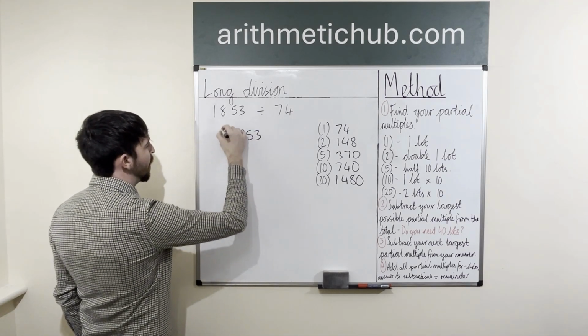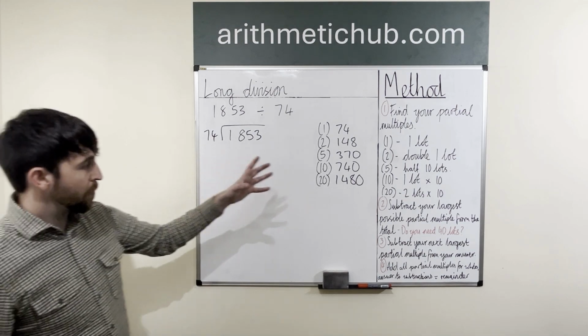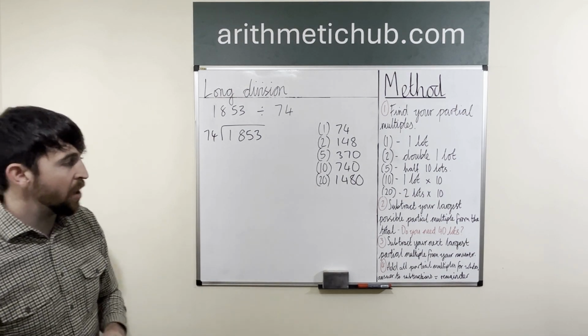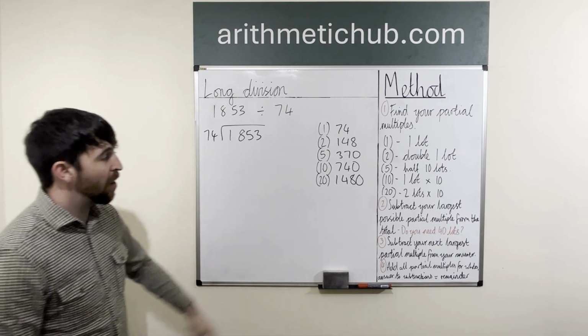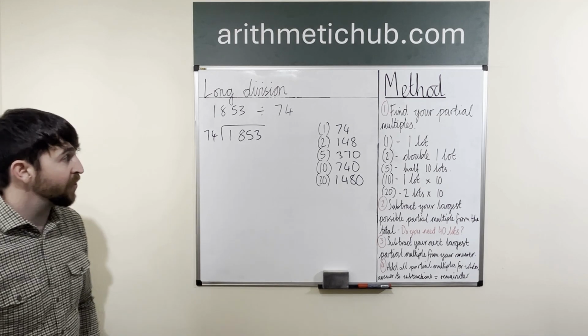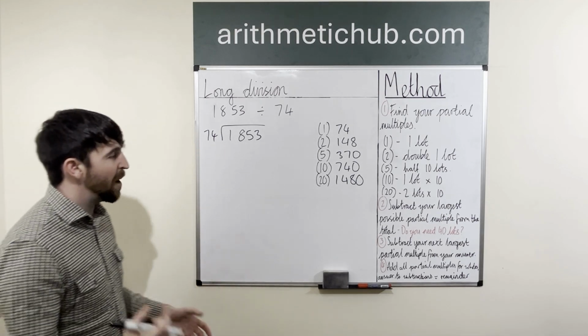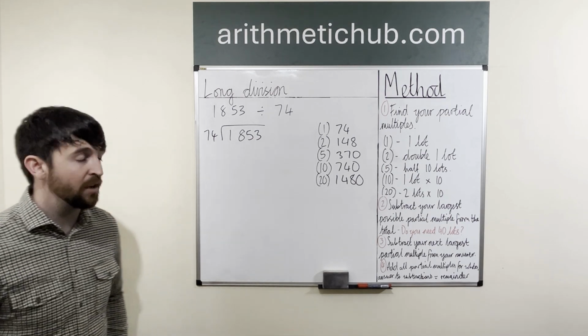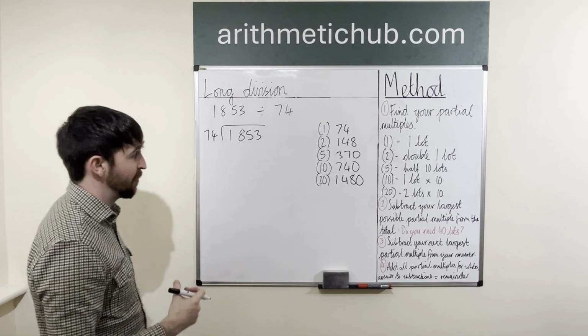1,853 divided by 74. Okay, so part 2 of the method says subtract your largest possible partial multiple from the total. Do I need 40 lots? I'm probably not going to need 40 lots here, am I? If I was looking at, say, for example, 4,000, I might need 40 lots. But what I've tried to do with these calculations is keep it so you don't need 40 lots for these, okay?